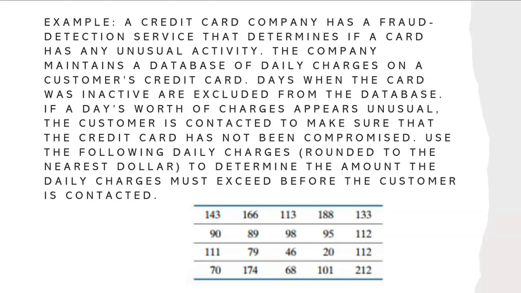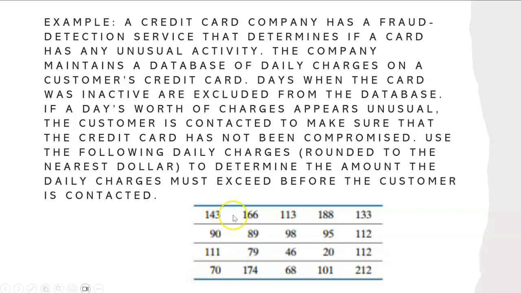Now this is long, so just bear with me here. A credit card company has a fraud detection service that determines if a card has any unusual activity. The company maintains a database of daily charges on a customer's credit card. Days when the card was inactive are excluded from the database. If a day's worth of charges appears unusual, the customer is contacted to make sure that the credit card has not been compromised. Use the following daily charges, rounded to the nearest dollar, to determine the amount the daily charges must exceed before the customer is contacted.